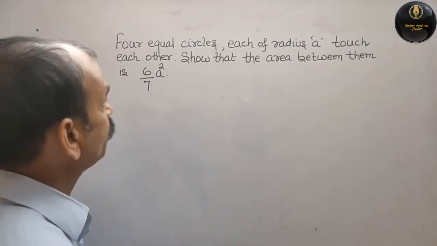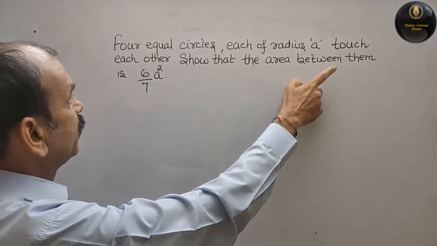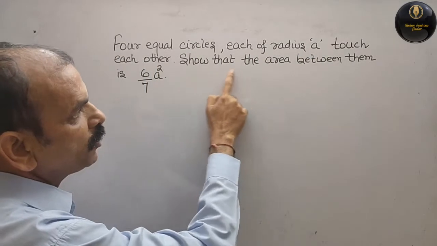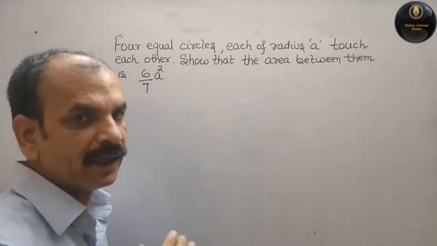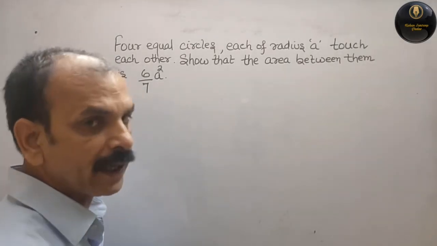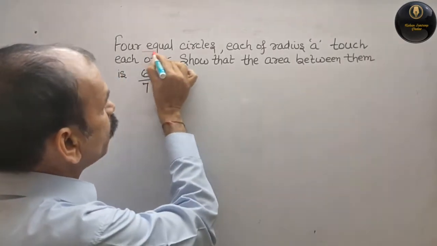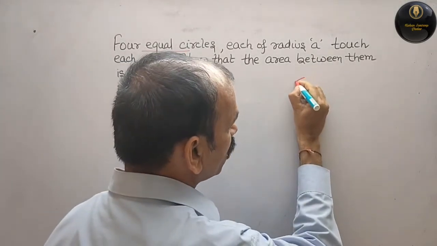आपका क्वेश्चन है: 4 equal circles each of radius a touch each other, show that the area between them is 6 by 7 a square. Now what they have told you, see that there are 4 equal circles which touch each other. That means they are in the shape of like this.